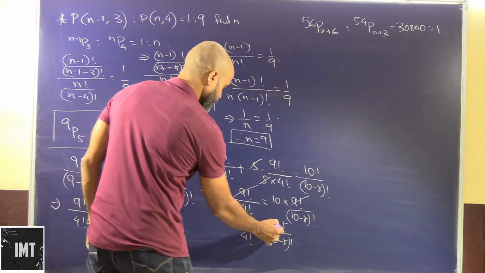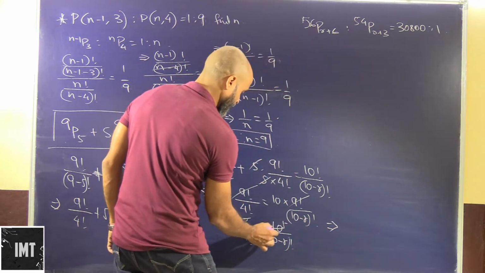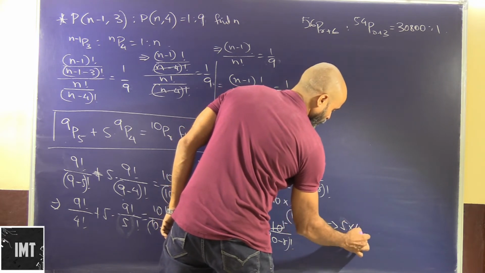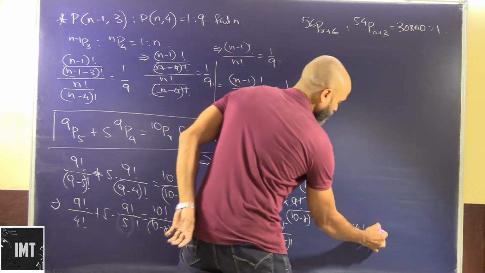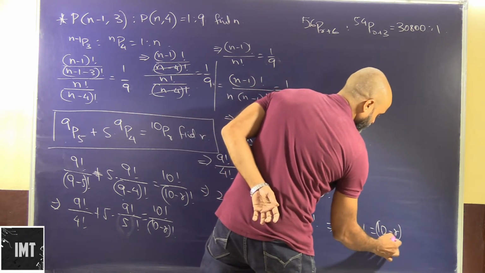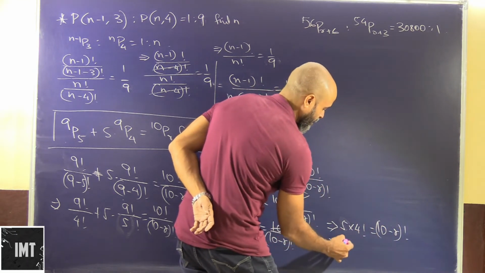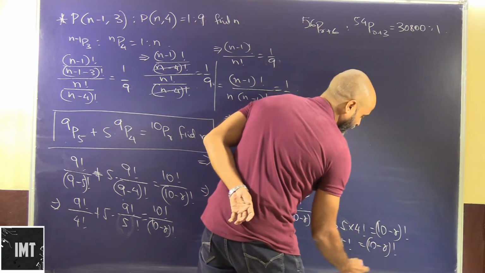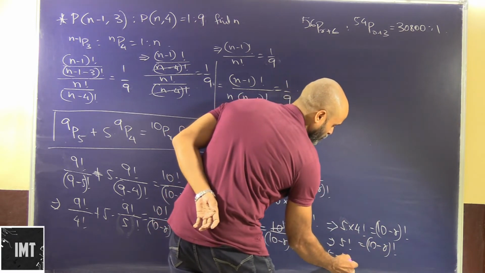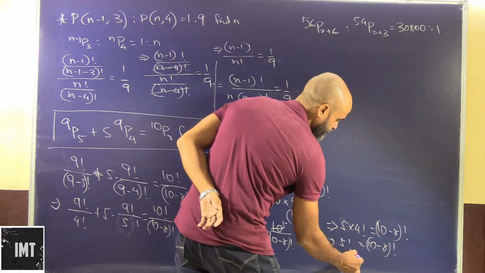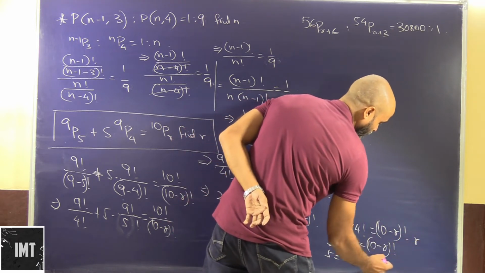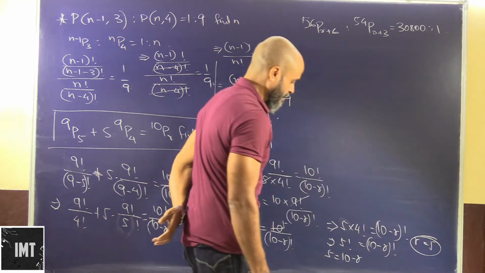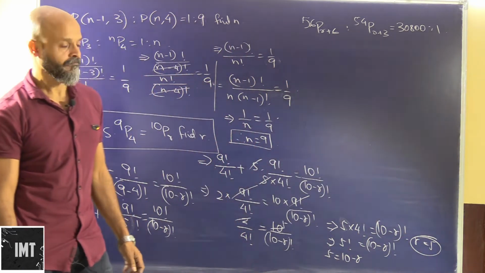So in this case we will have 5 into 4 factorial is equal to (10-r) factorial. So that will be 5 into 4 factorial, which is 5 factorial, is equal to (10-r) factorial. So this will be 5 is equal to 10 minus r, which gives the value of r as 5. The value of r here will become 5.